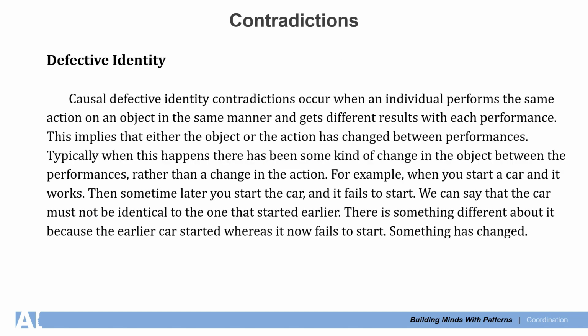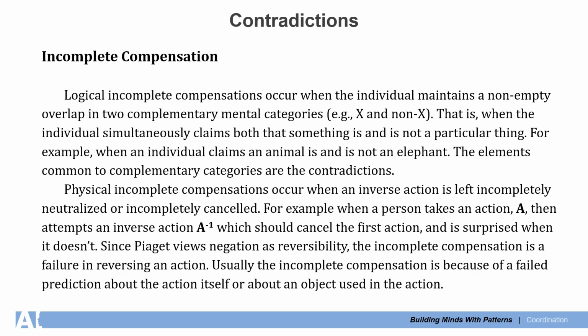Defective identity. Causal defective identity contradictions occur when an individual performs the same action on an object in the same manner and gets different results with each performance. This implies that either the object or the action has changed between performances. Typically, there has been some kind of change in the object rather than a change in the action. For example, when you start your car and it works, then sometime later you start the car and it fails to start. We can say that the car must not be identical to the one that started earlier. There is something different about it because the earlier car started, whereas now it fails to start. Something has changed.